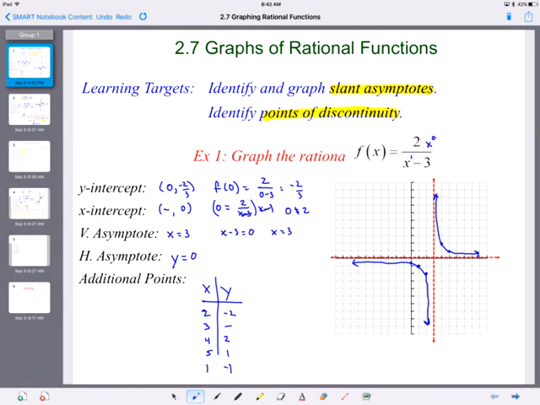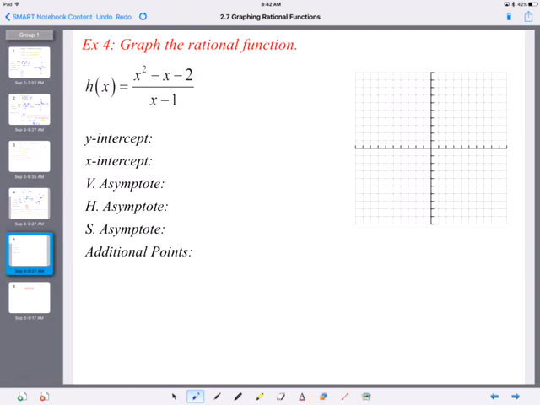And so now when you're given a problem, you need to make sure that you're going through and identifying y-intercept, x-intercept, vertical, horizontal, slant, points of discontinuity. You're looking for all those things, and then when you need the additional points, you can plug it into your calculator and get this.